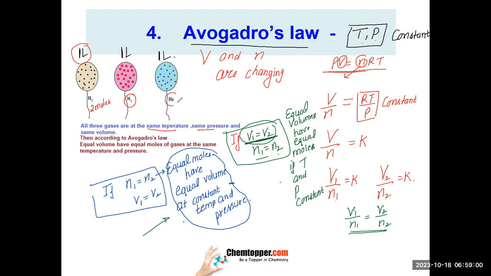And how many moles of helium are there? These are 3 balloons with equal volumes at the same temperature and pressure. Balloon number 1, hydrogen, has 2 moles. So how many moles in the N2 balloon? 2 moles, yes. They all are going to have 2 moles.